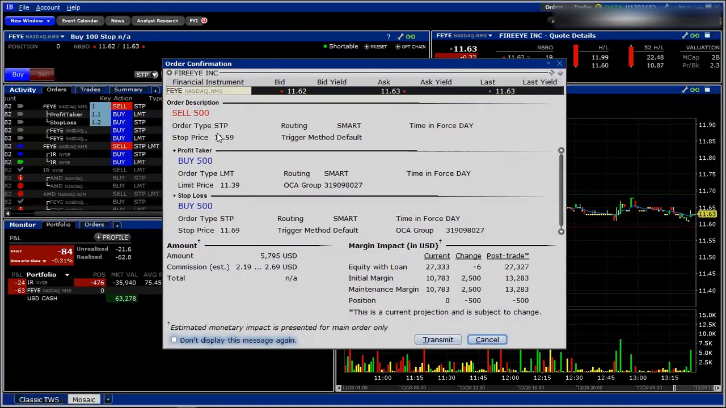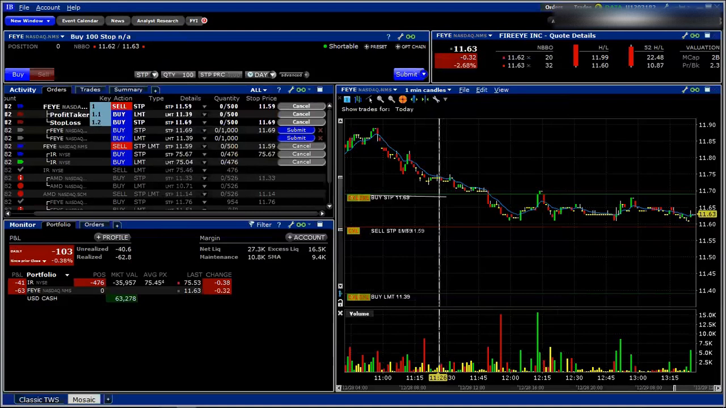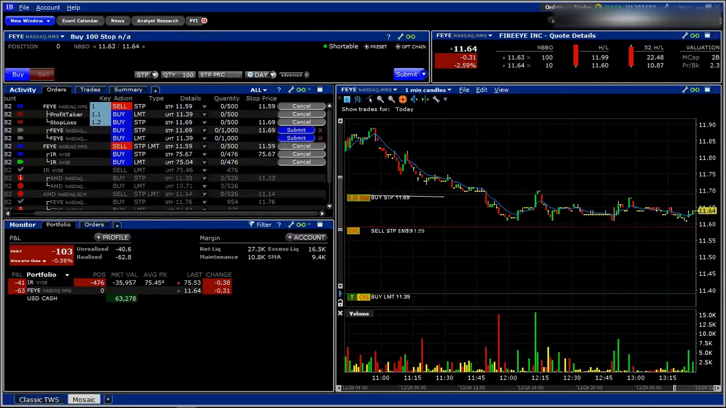on FEYE. And if that goes through, then either take profits by closing out by buying 500 shares at price $11.39, or the protective stop is a buy stop market order at 11:69, and that is exactly what I wanted to do. So I click transmit, and you can see that that order is now active. This one that says submit right here is the protective stop and target for the 500 shares. Yeah, so I got those two orders ready to go.